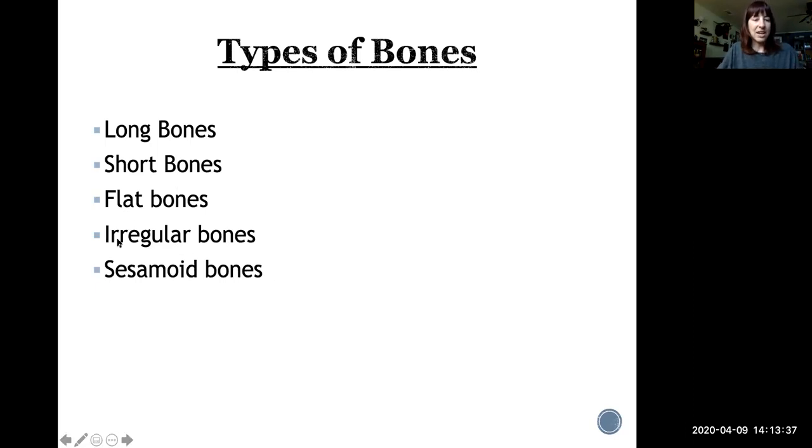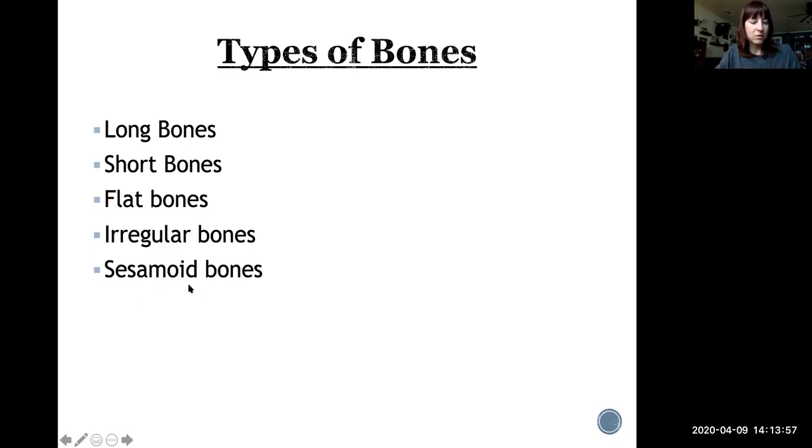And then we've got irregular bones, which are bones that don't fall into any other category because they're that weird, and that includes your vertebrae, right? Your vertebrae are very, very strange, very uniquely shaped bones that defy classification, so we just call them irregular bones.